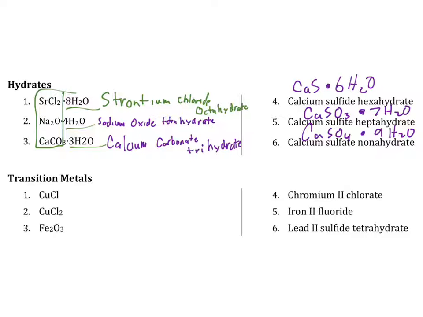So again, calcium is a 2 plus, sulfide is a 2 minus, so it's a 1-to-1 ratio, and then we do a little raised dot, and we do 6 waters because it's hexahydrate. Again, sulfite is SO3 2 negative, calcium's a 2 positive, that's a 1-to-1 ratio. And then this here, sulfate is SO4 2 negative, and calcium's a 2 positive, 1-to-1 ratio, and then we do the 9 waters because it's nonahydrate.